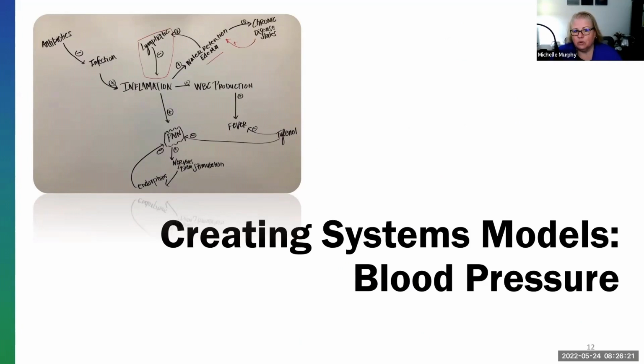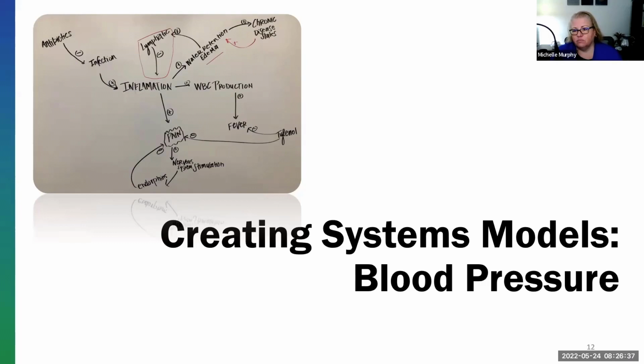This is an example of what I do in the classroom when I have students with me. We do it on the whiteboard or we do it on paper. And this is what a systems model looks like. It's all the components coming into this system and how they either stimulate or inhibit the process.